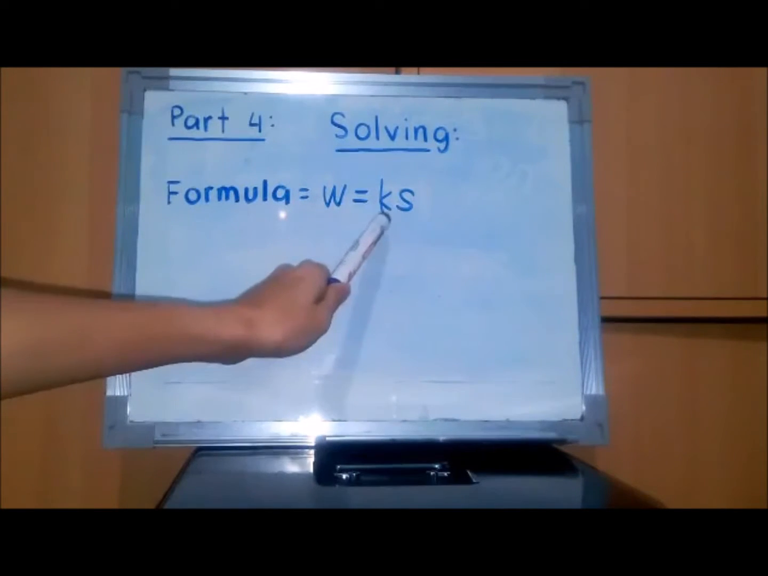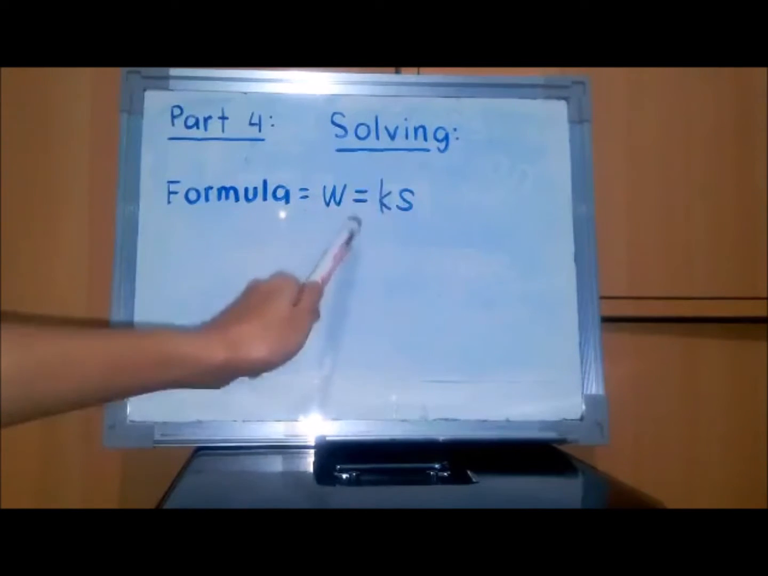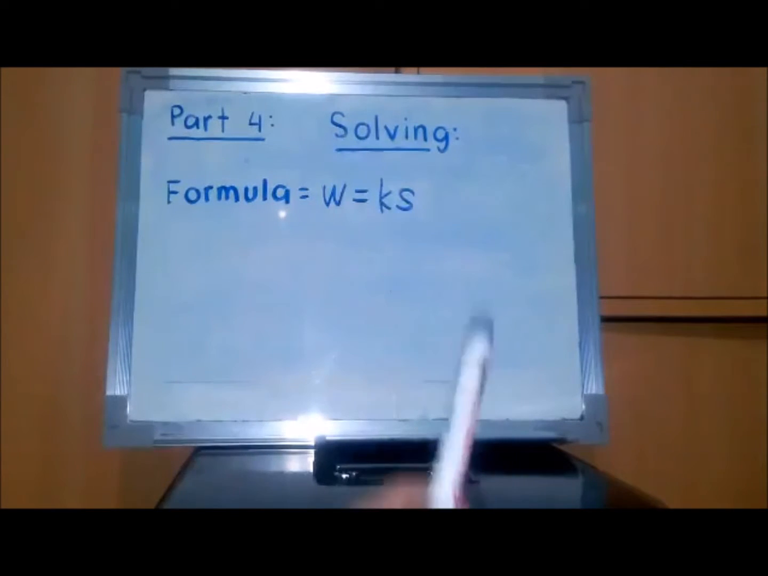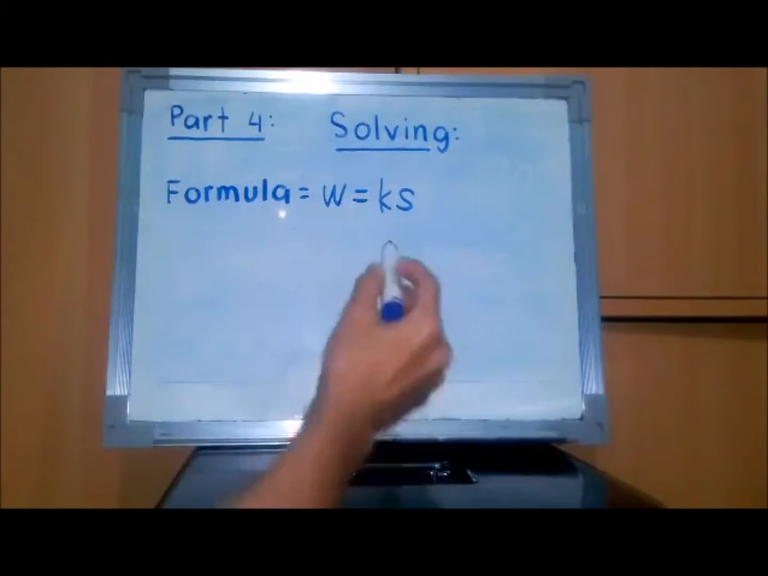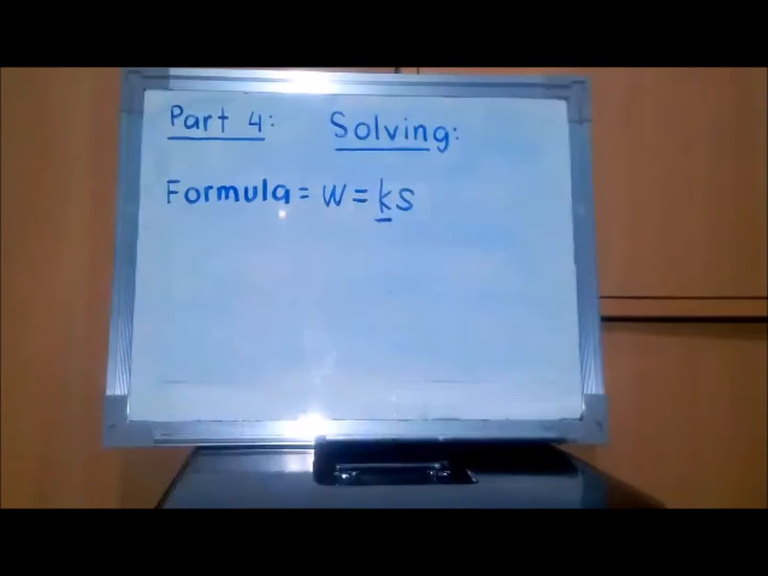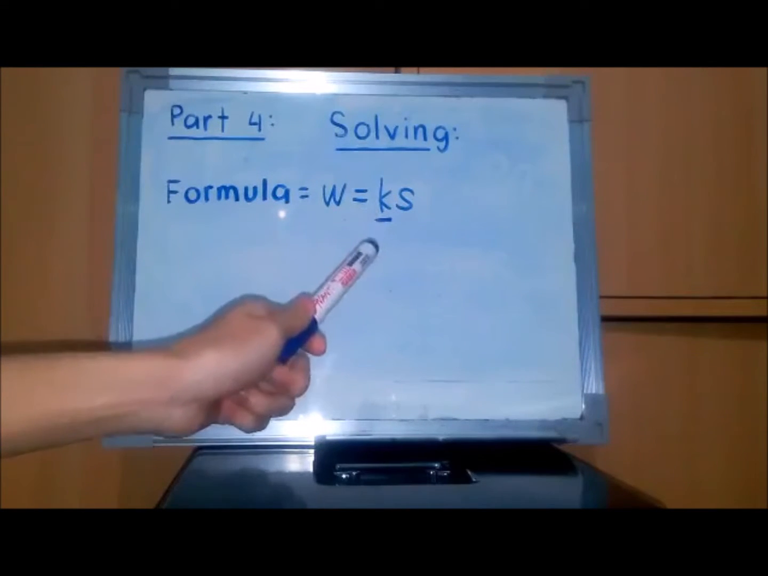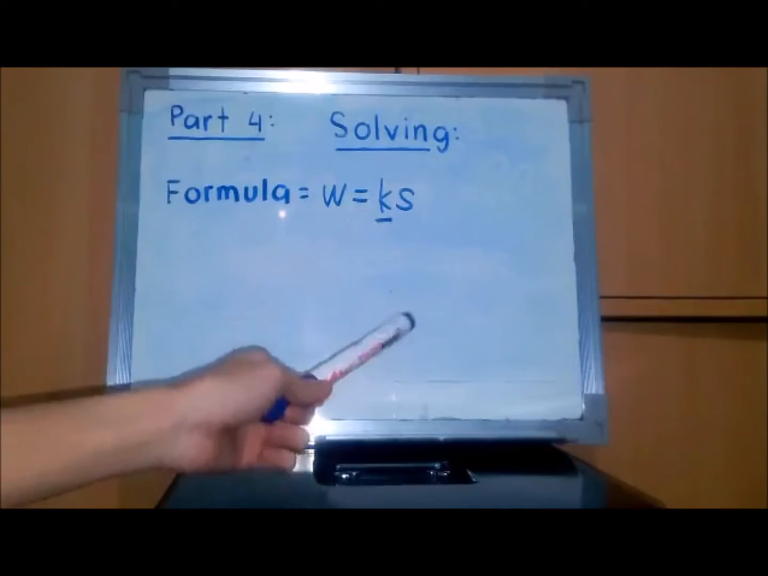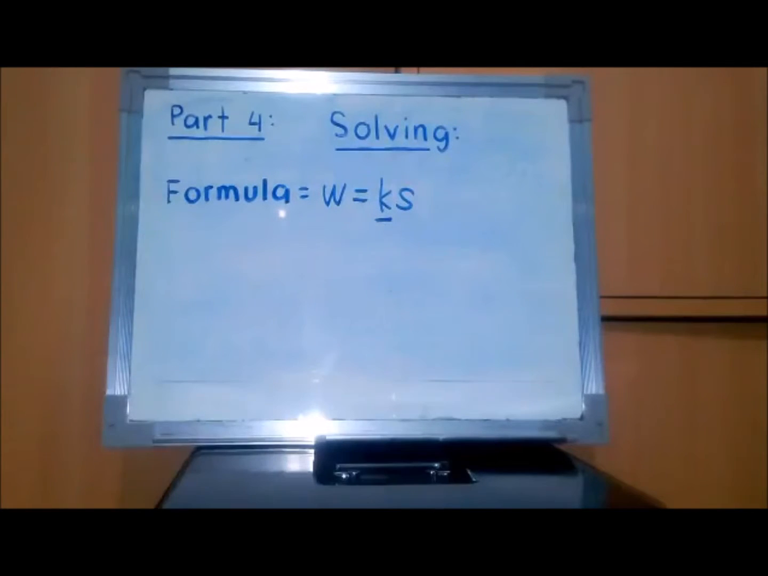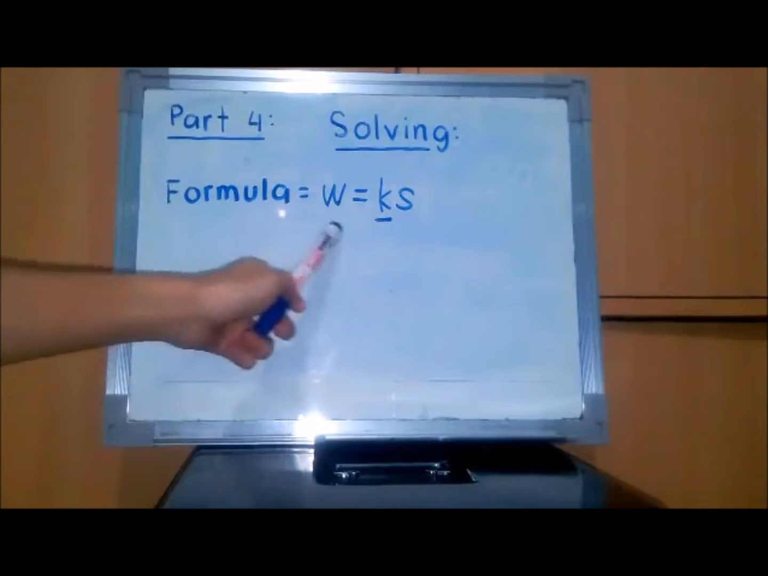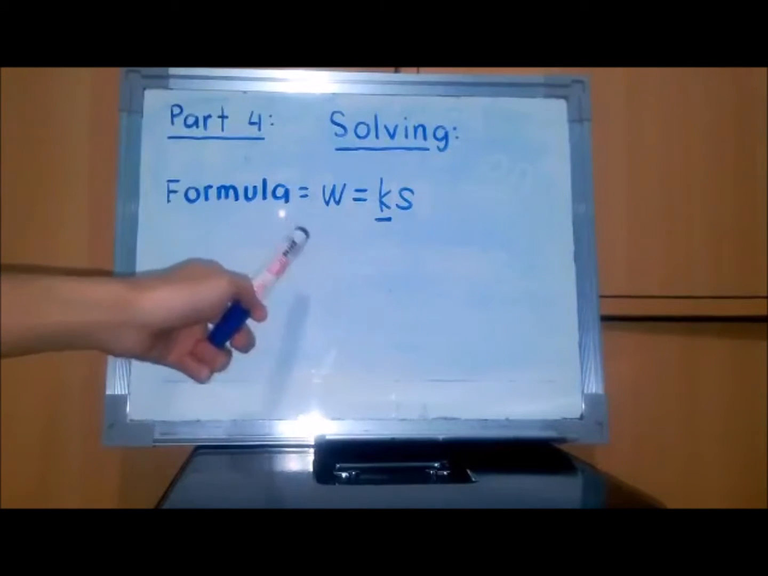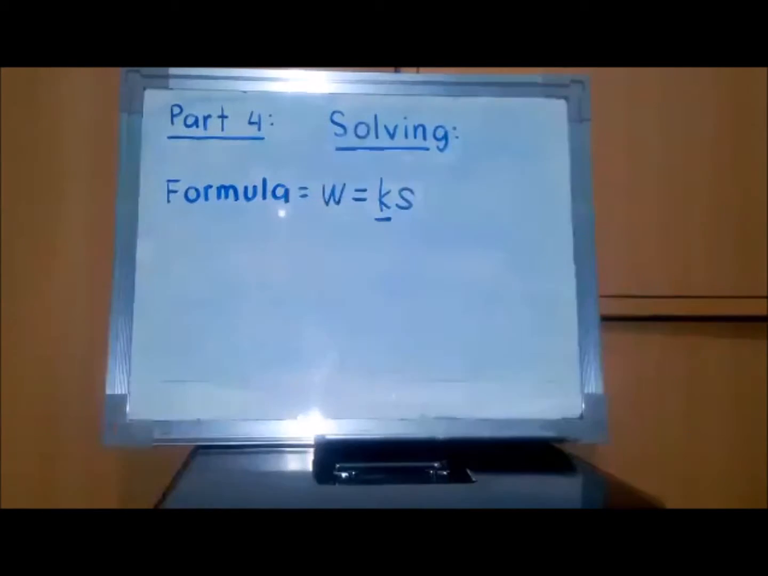So W is directly proportional to S. Why not just K, or K times S, directly? That's because K here is the constant. K is the constant. It will never change, not unless we are looking for it. So now we have the formula. All we need to do is substitute them.